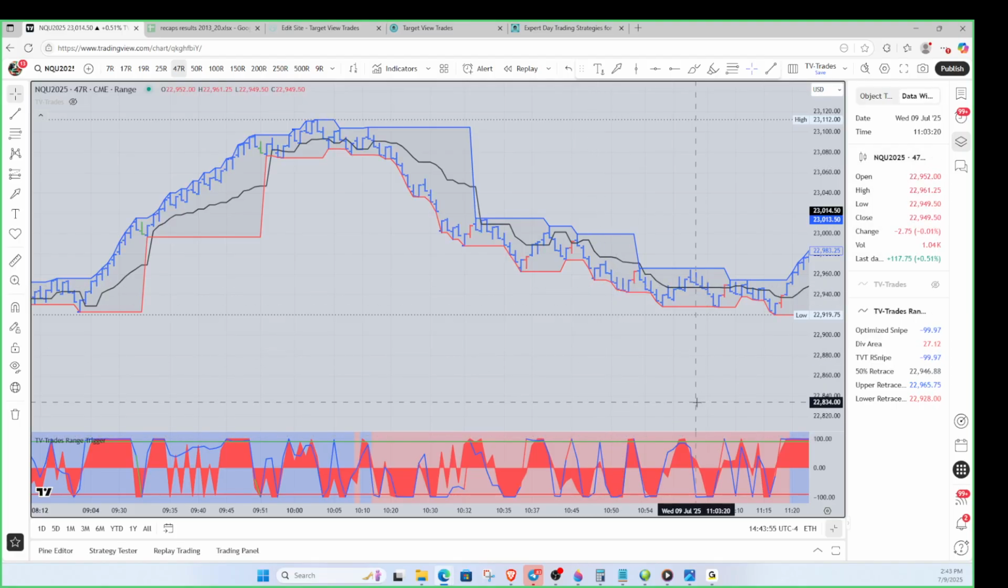And every time it goes into the oversold, regardless of anything else, you're buying the open of the next bar. You're selling the open of the next bar, you're buying the open of the next bar.